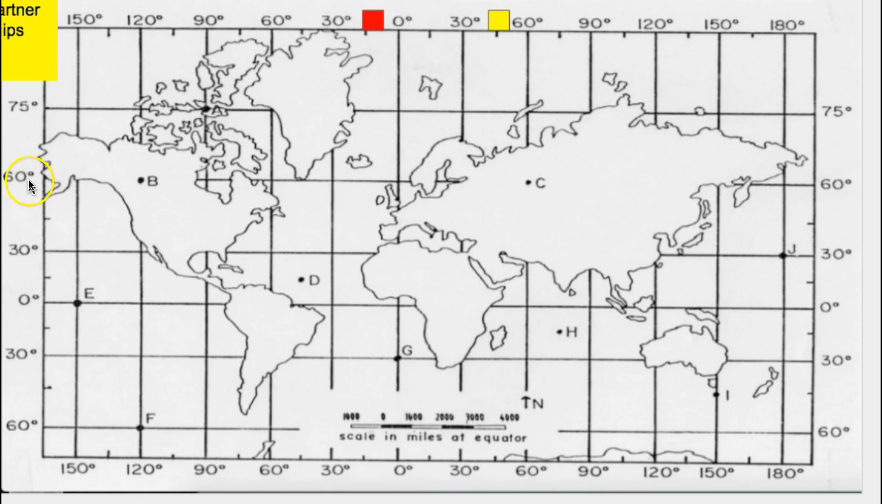You always say the north or south degree over on this side before you say the east or west on the top. So I want you to practice labeling point G right here. And the answer is 30 degrees south because it's below the equator, and it is at 0 degrees. There's no east or west because it just stays the same.